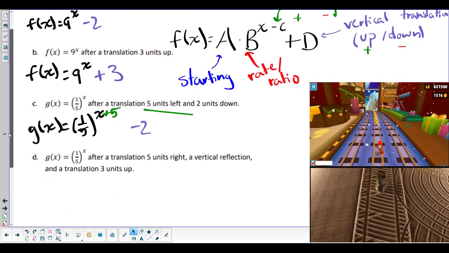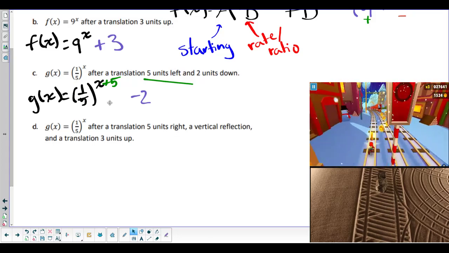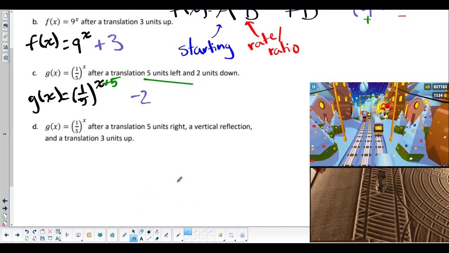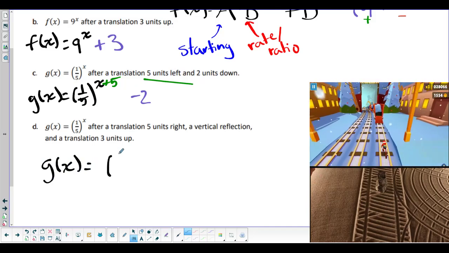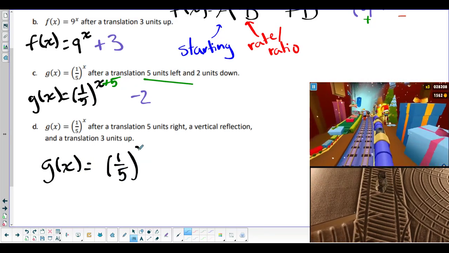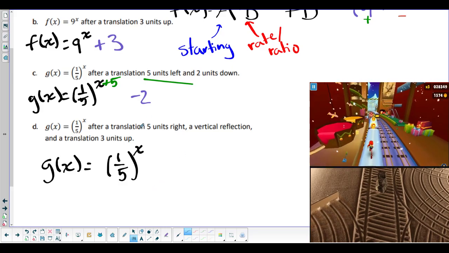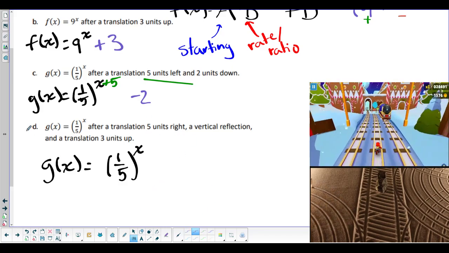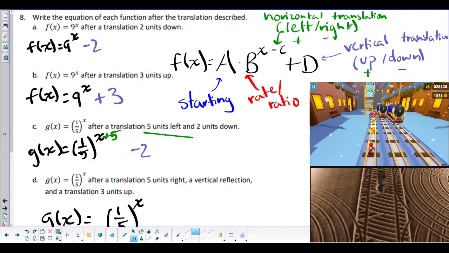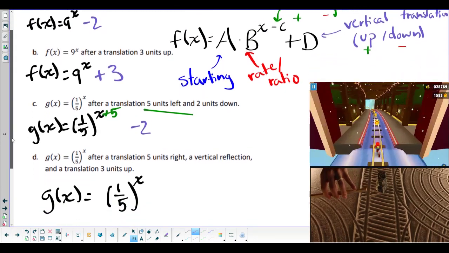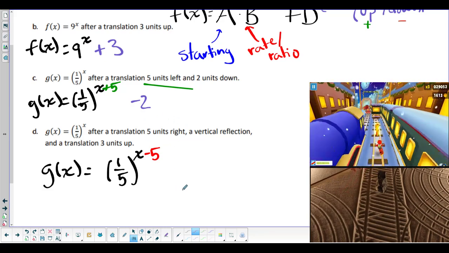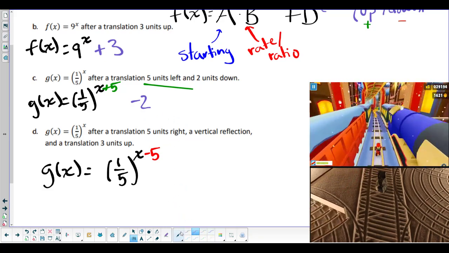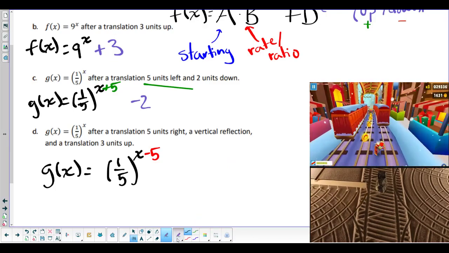Okay, and then last but not least, we have a similar idea, but I threw one final transformation at you, which we have talked about. First, we can do 5 units to the right. I know that anything to the right is going to be in the exponent up top. This time I need to subtract though. So I'm actually going to subtract 5 because I need to go to the right. But then we throw this at you, vertical reflection.